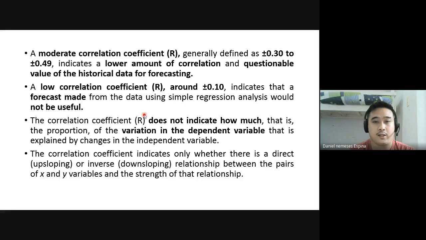So the correlation coefficient does not indicate how much. So that is the disadvantage of the correlation coefficient. It does not indicate how much of the variation in the dependent variable is explained by changes in the independent variable. Because there are many variables that we may not have captured in studying the outcome of the dependent variable. Let's go back to the quantity demand, right?